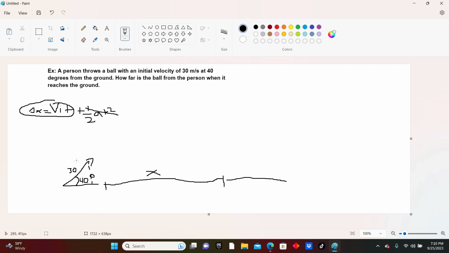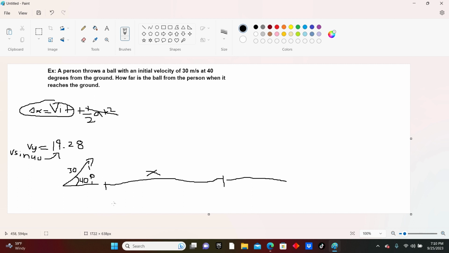So 30 sine 40 is 19.28. So Vy is equal to 19.28. And this is also V sine theta, V sine 40, right?